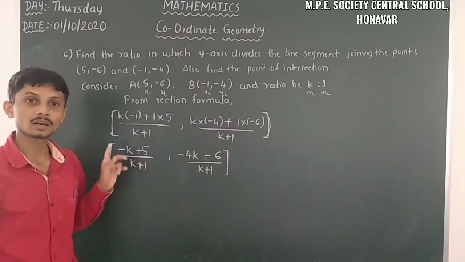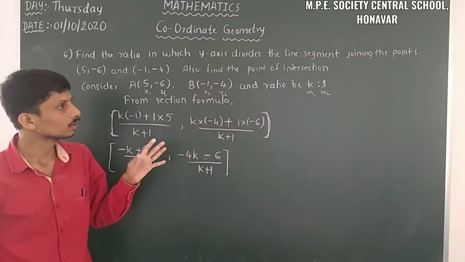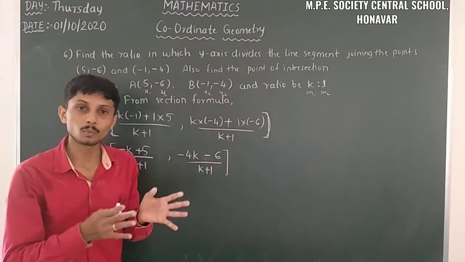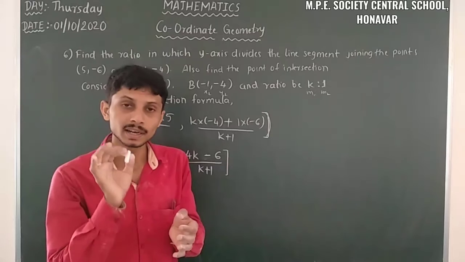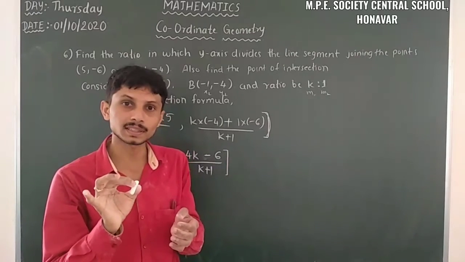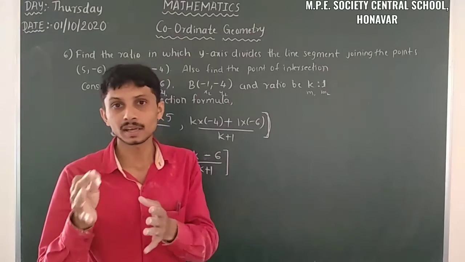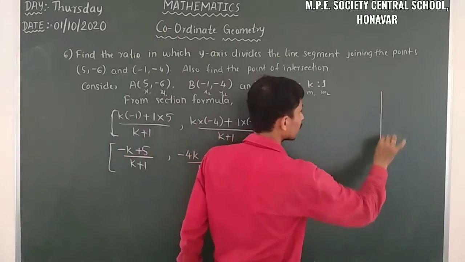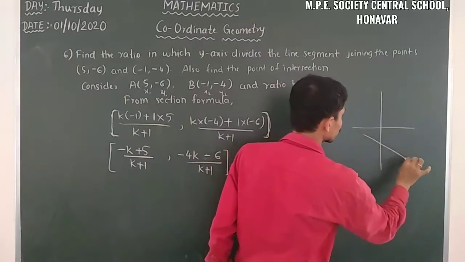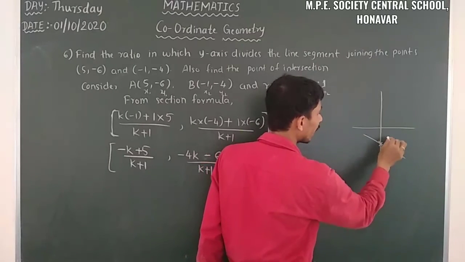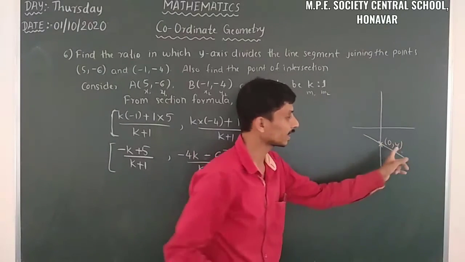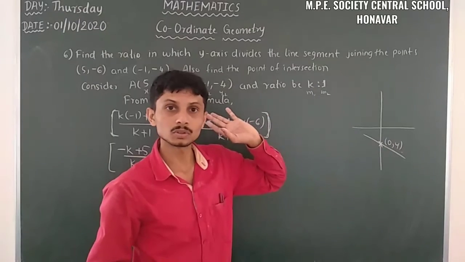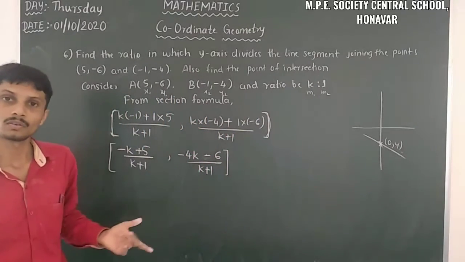Here we have the coordinates. Just observe, find the ratio in which the y-axis divides the line segment. So here the y-axis cuts the line segment. That means at the point of intersection, the y coordinate has some value, but the x coordinate is 0. For example, here we have the Cartesian plane, and the line cuts at this point, so we have coordinates like this, 0, y here. So here the x coordinate is 0.